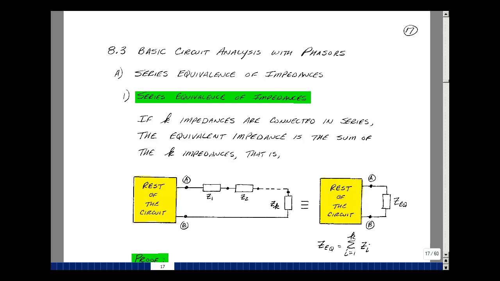This lesson deals with the series equivalence of impedances. You can find these notes in the ECE202 ebook in Chapter 8, starting on page 17. Let me start by stating the theorem.